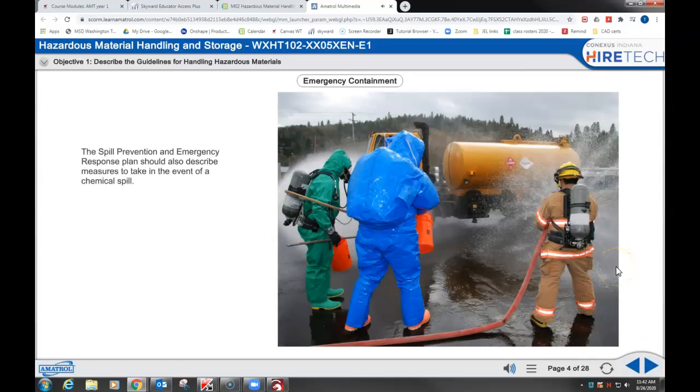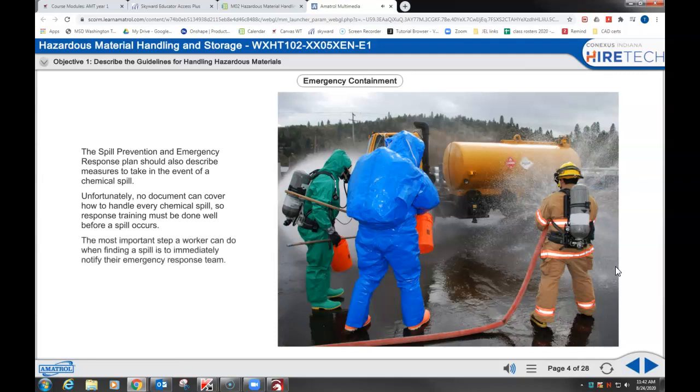The Spill Prevention and Emergency Response Plan should also describe measures to take in the event of a chemical spill. Unfortunately, no document can cover how to handle every chemical spill, so response training must be done well before a spill occurs. The most important step a worker can do when finding a spill is to immediately notify their emergency response team.